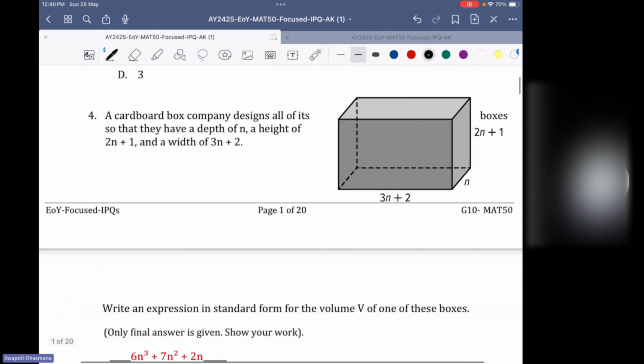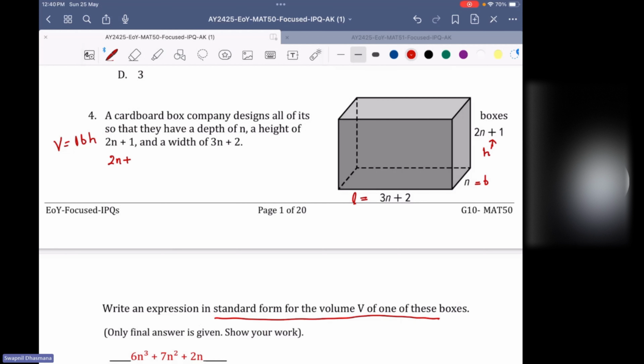However, let's have a look at this question. They want you to find the volume. So the rule for the volume is LBH. So this is the L, length, breadth, and this is the height. So all you have to do is multiply them. So 2n plus 1 times 3n plus 2 times n will be the volume.